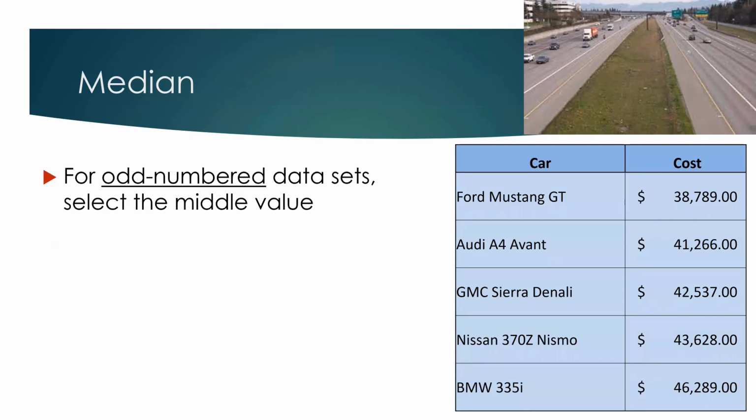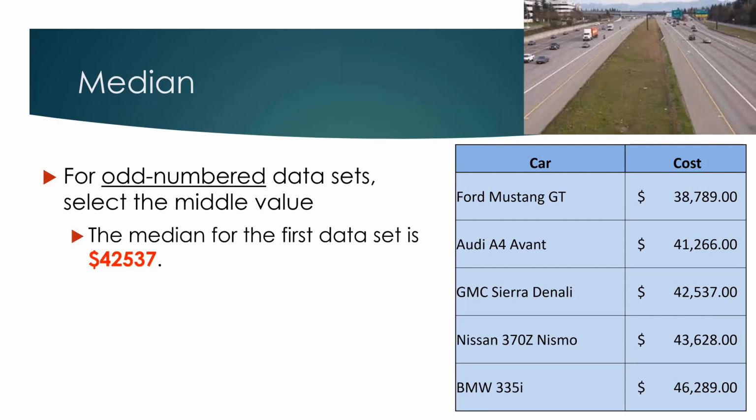Now, for odd number data sets where you have, such as 5 numbers here that I've shown you in this table, you would take the middle value, right? So the median here obviously is going to be the GMC Denali, 42,537, because that is the number right in the middle of 5, right? 2 below, 2 above, that is the one in the middle.